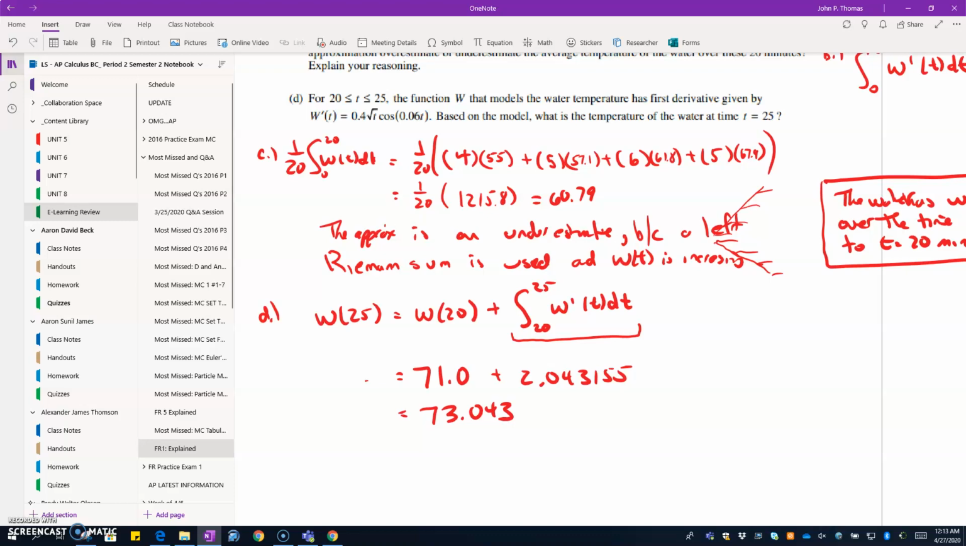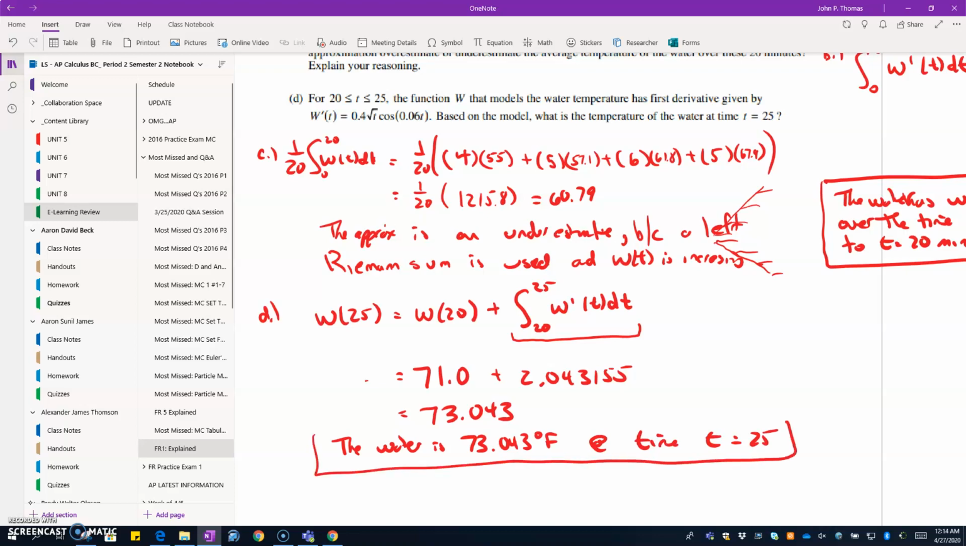Then I look back, and this is asking us for the water temperature at that time. So I'm going to go ahead and put this in context. The water is 73.043 degrees Fahrenheit at time t equals 25. What we found, and when we found it. So that gives us part D.